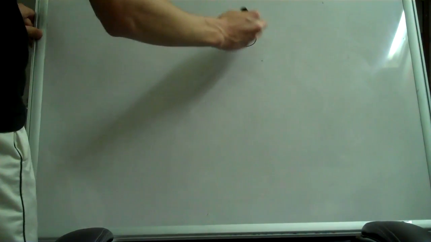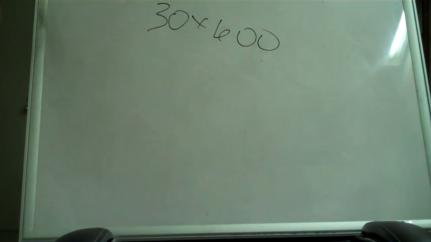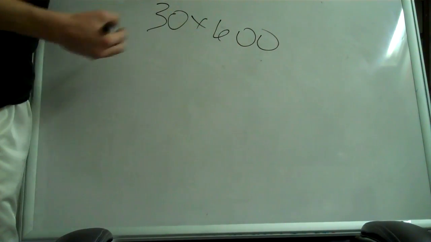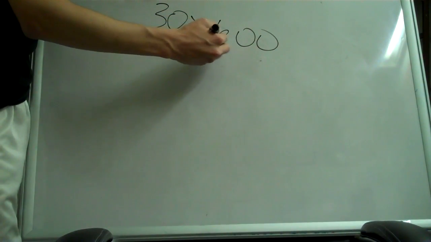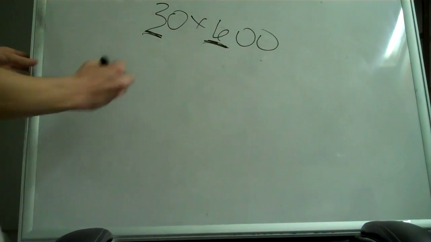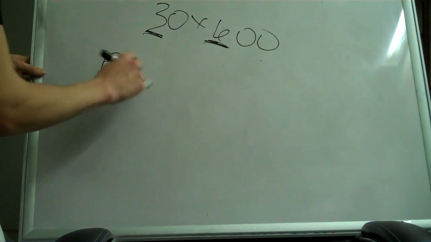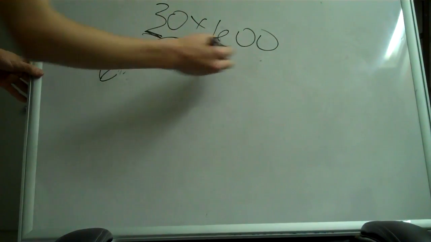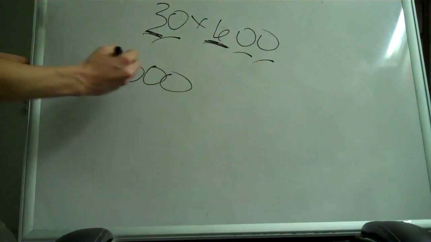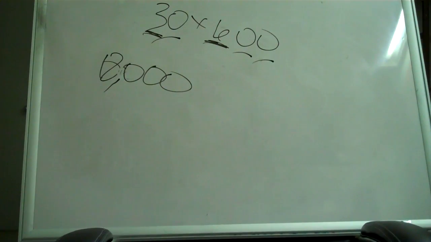Bam. Okay, 30 times 600. This is really easy. As I told you, it's easy to work with tens. All you have to do to multiply this is multiply the first 2 numbers. 6 times 3 is 18. And then add on how many zeros there are. 1, 2, 3. 18,000. That is the answer. That's all you have to do. Okay, 9, 3, 8.